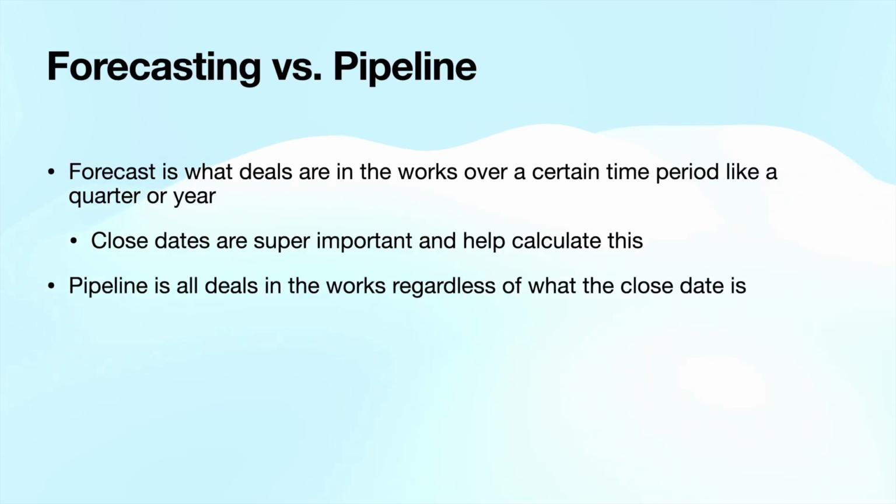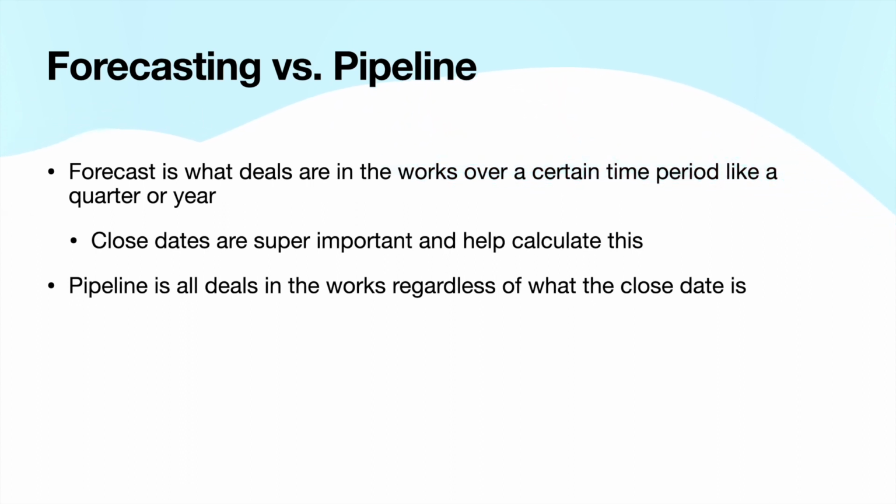So forecasting is what deals are in the works over a certain time period, like a quarter or a year. Close dates are super important for this, and that's the main thing that you're going to use when you're calculating the forecast. So let's say that in general, we've got 12 deals in the pipeline, but the close dates for only 6 of them are going to be in this quarter. So the forecast for this quarter is going to be 6 deals. Again, that time period is super useful, and that's why close dates are super useful, and keeping your data clean and up to date is super useful.